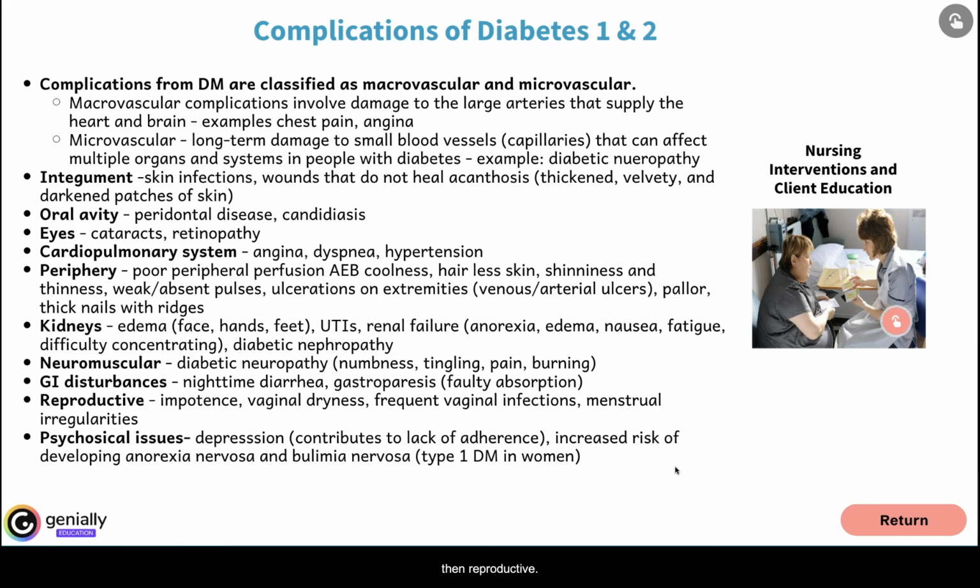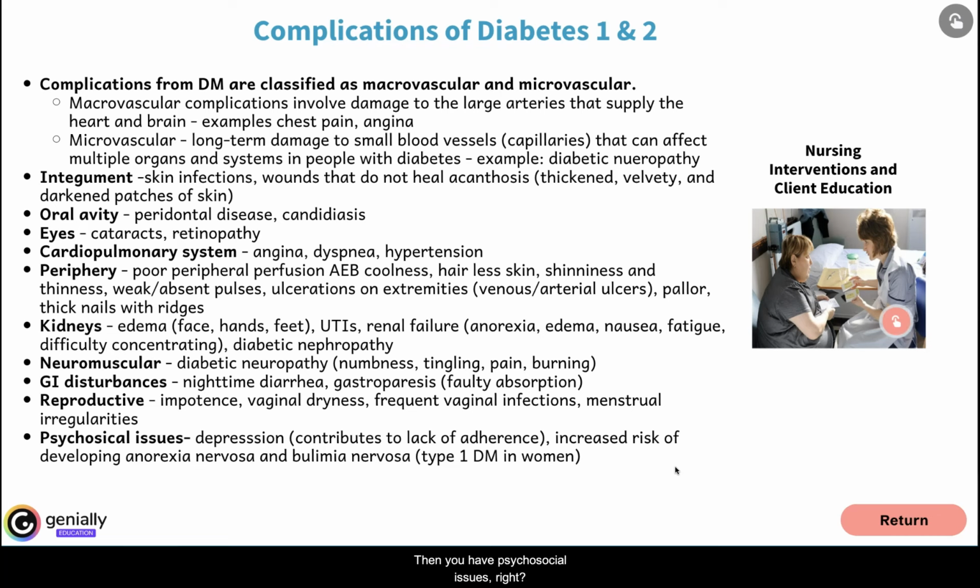Then reproductive, in men you have impotence. In women they might have vaginal dryness, frequent vaginal infections like yeast infections, menstrual irregularities. The high blood glucose levels cause yeast infections, whether in the mouth or vaginal yeast infections.